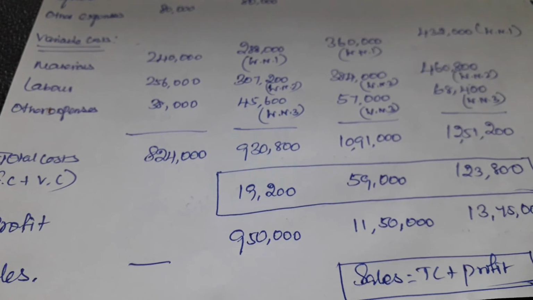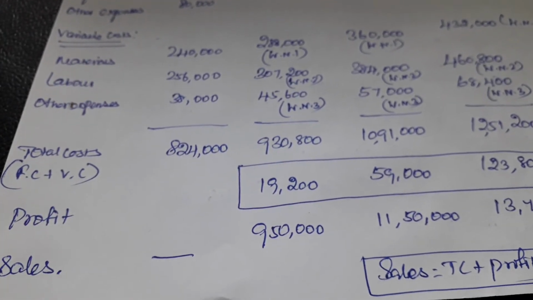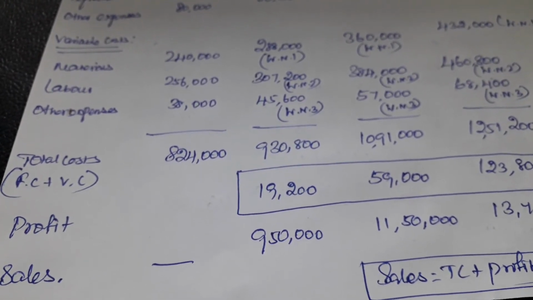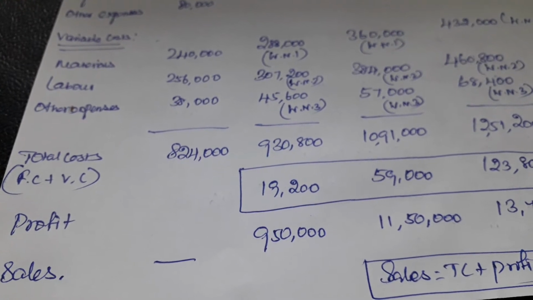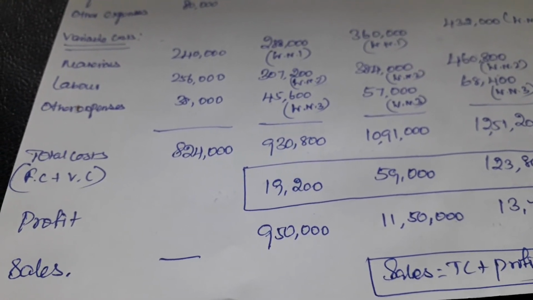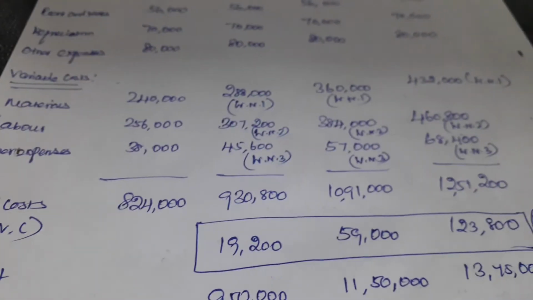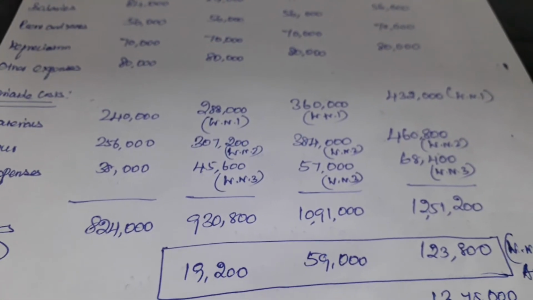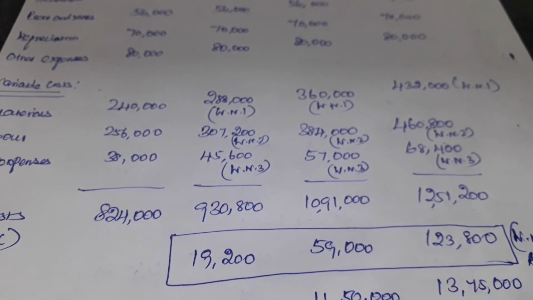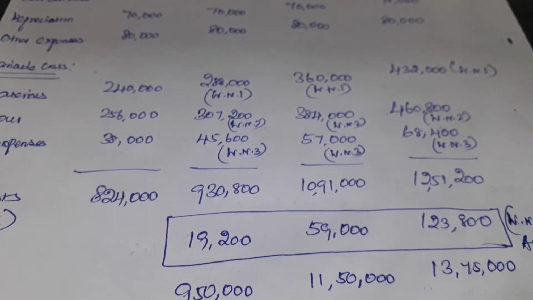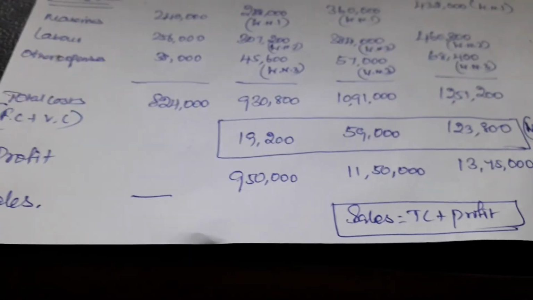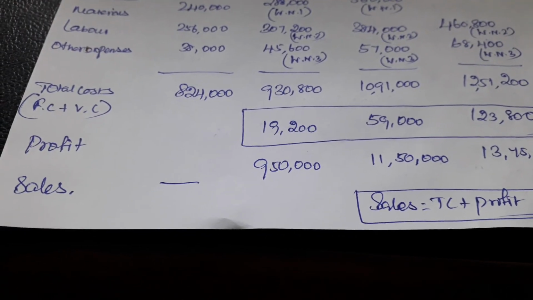Now we have to total it. Total cost is now the addition of both the fixed costs and the variable costs. We can get the total costs. Now we have sales.